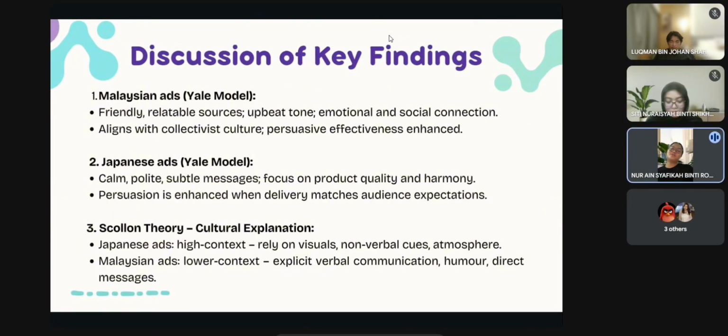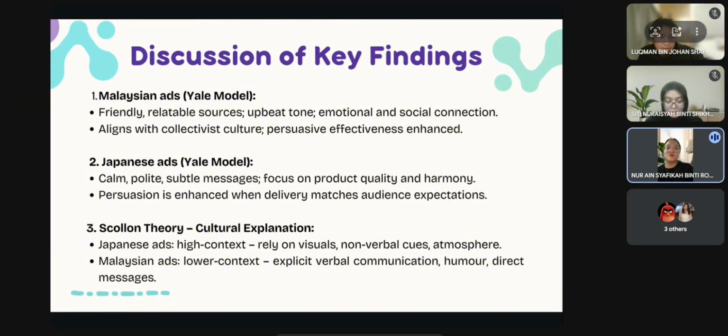We're moving on to discussion of key findings. So let's first look at Malaysian advertisements through the lens of the Yale model. Malaysian ads often feature friendly, relatable sources and use an upbeat tone to create emotional and social connections. So this aligns with the collectivist nature of Malaysian culture, enhancing the ads' persuasive effectiveness.